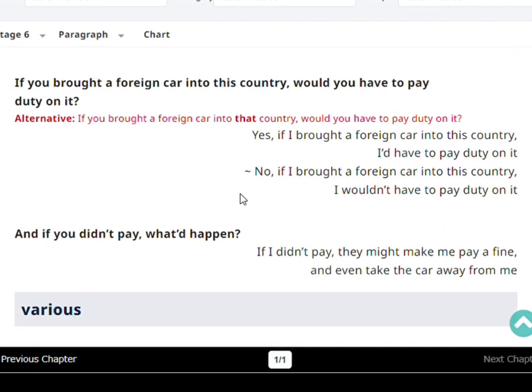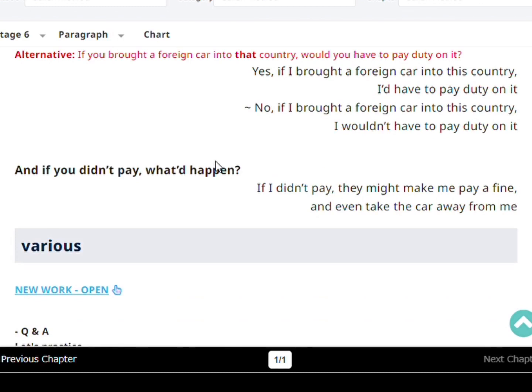If you brought a foreign car into your country, would you have to pay duty on it? Yes or no? Yes, if I brought a foreign car into my country, I would have to pay duty on it. And if you didn't pay, what would happen? If I didn't pay, they might make me pay a fine and take the car away from me. Very good.